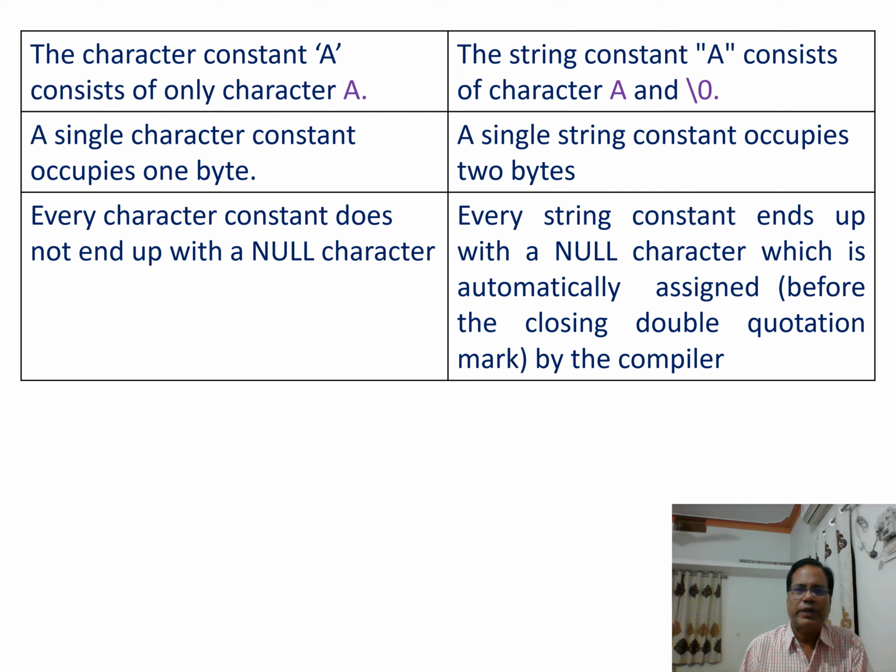Every character constant does not end with a null character. Whereas in the case of a string constant, every string constant ends with a null character, which is automatically assigned before the closing double quotation marks by the compiler.